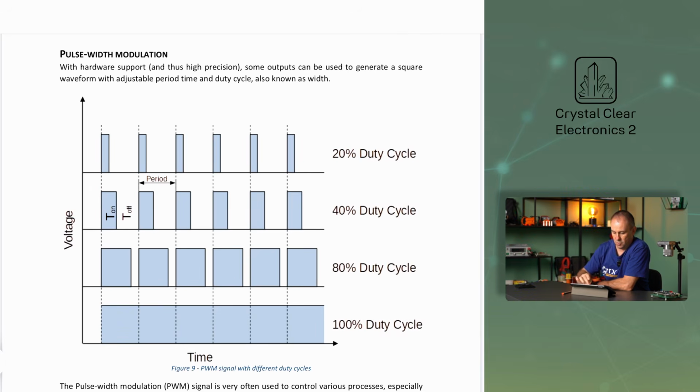With hardware support, and thus high precision, some outputs can be used to generate a square waveform with adjustable period time and duty cycle, also known as pulse width. The pulse width modulation, or PWM signal, is often used to control various processes, especially in electric motors. The following diagram shows signals with different pulse widths.